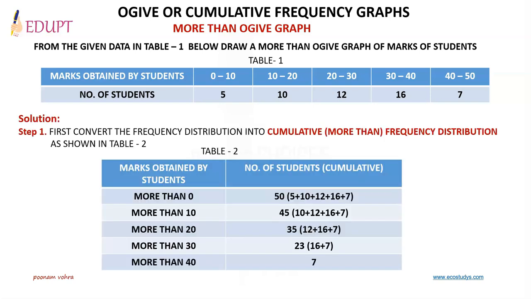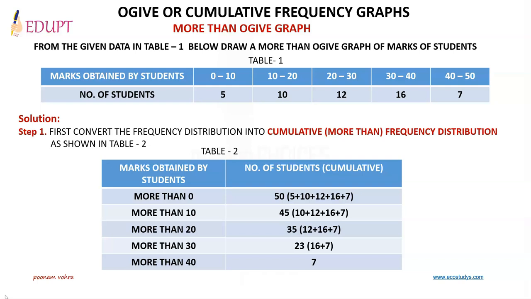First step is to convert the frequency distribution into cumulative frequency distribution by more than method. Though we have already done it earlier, we shall repeat. So we're beginning with more than 0. It is the addition of all the values, which is 5, 10, 12, 16 and 7, which makes it 50, trying to say that more than 0 marks have been obtained by all 50 students.